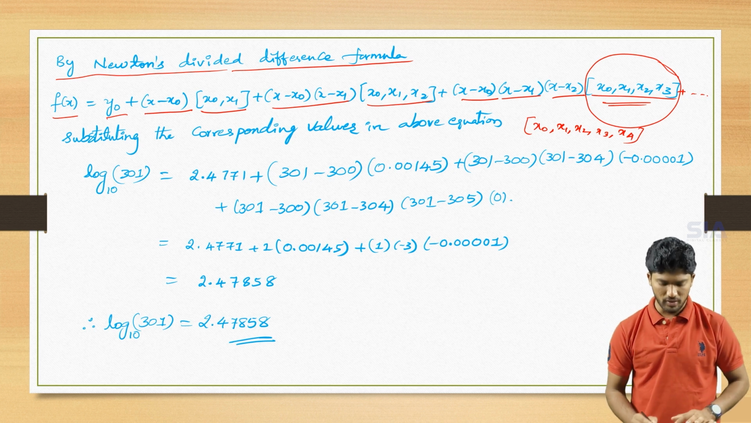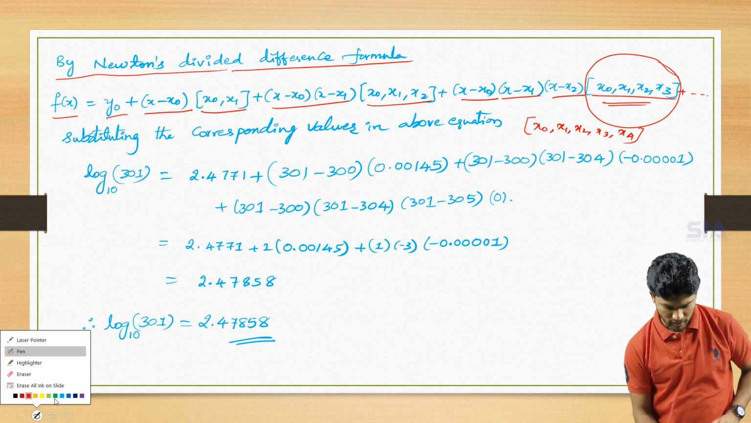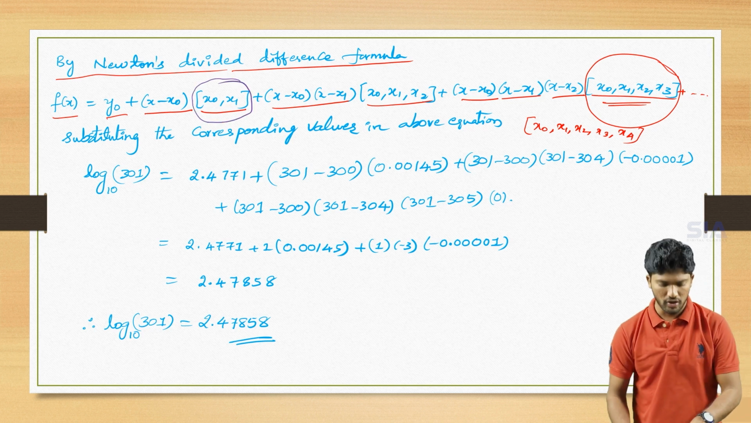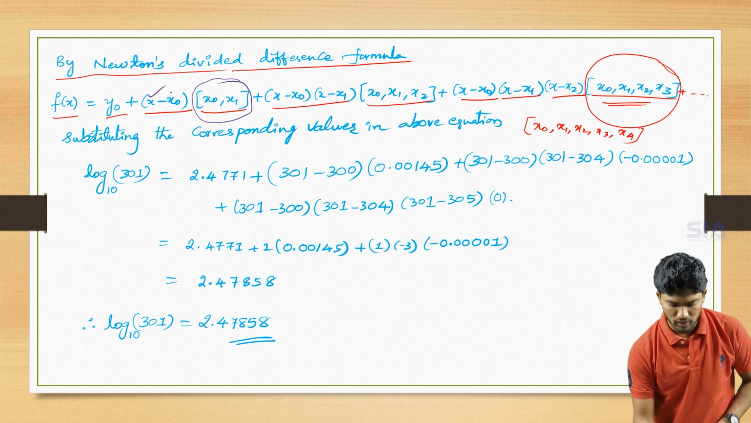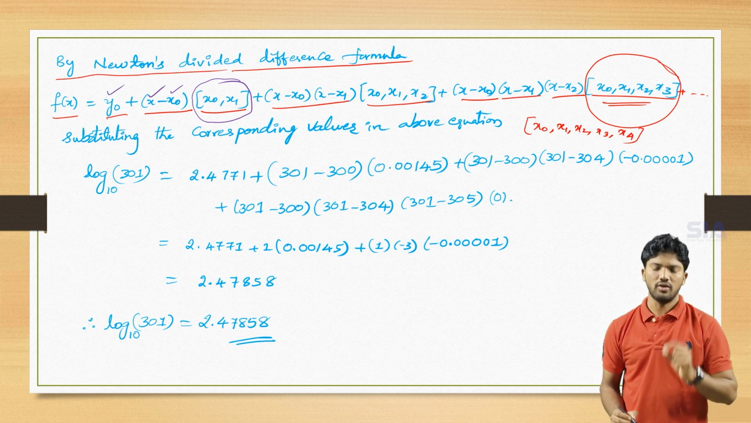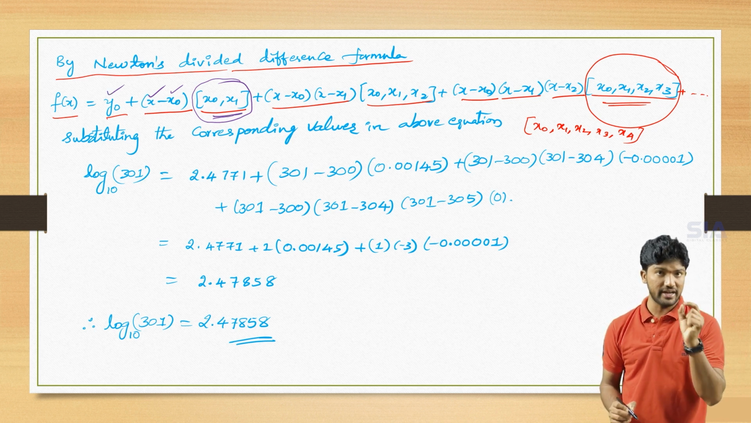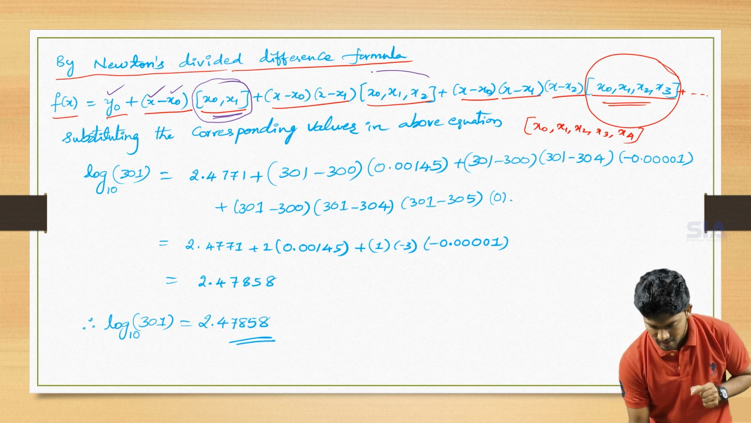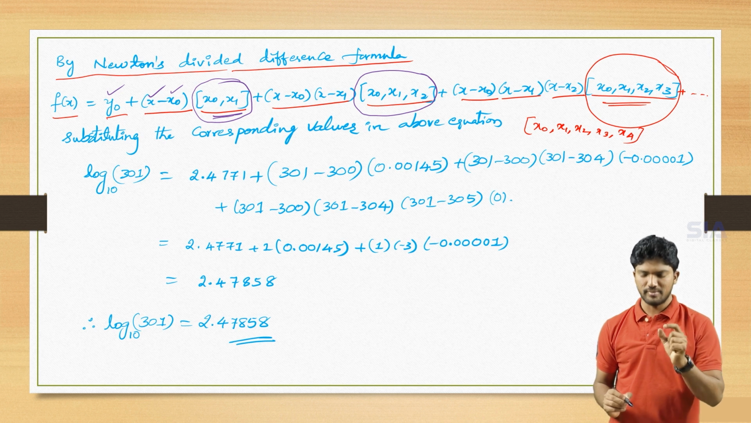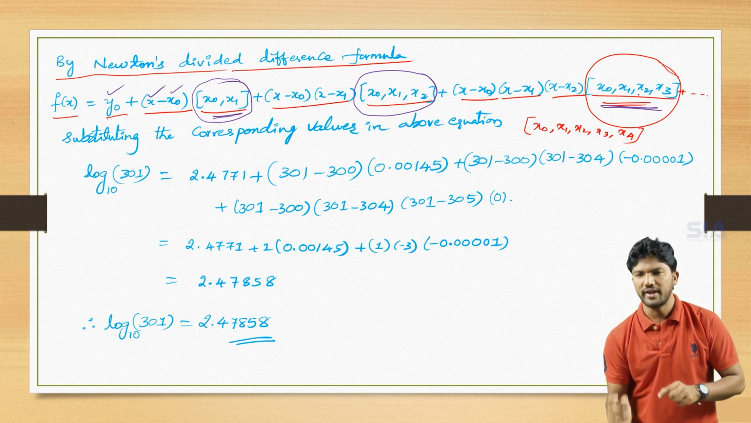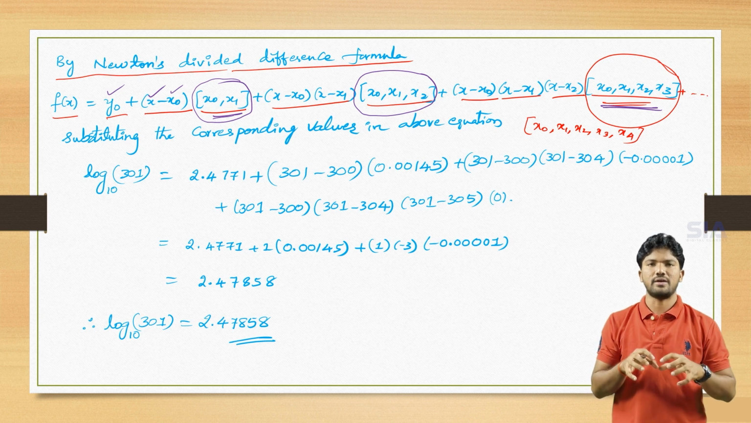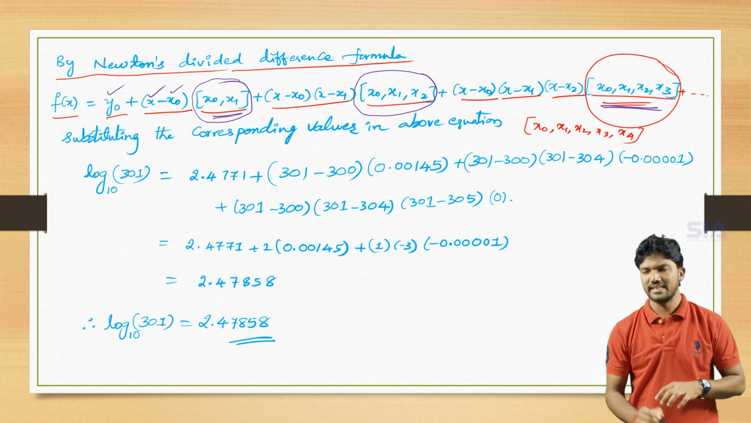This is the formula. Now what is our aim in this formula? First of all we have to find out the first divided difference value. You know the small x value, the x0 value and the y0 value. Now we have to find the first divided difference [x0, x1], and after that the second divided difference [x0, x1, x2]. After that we have to find the third divided difference. After finding all these three divided differences, we substitute them in this equation.